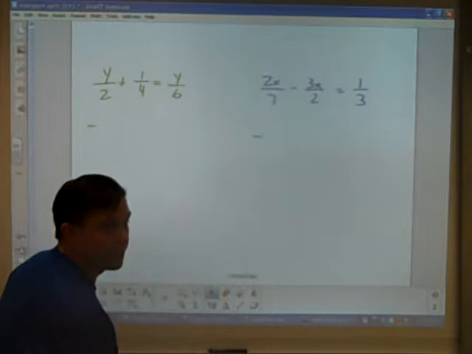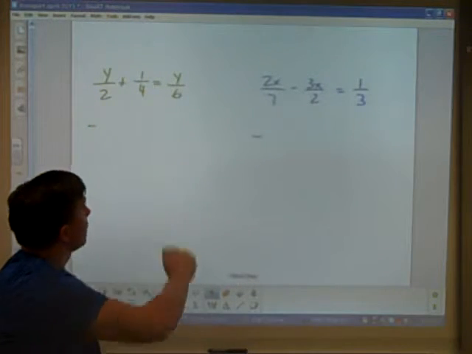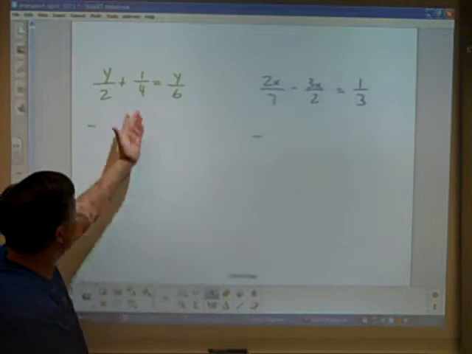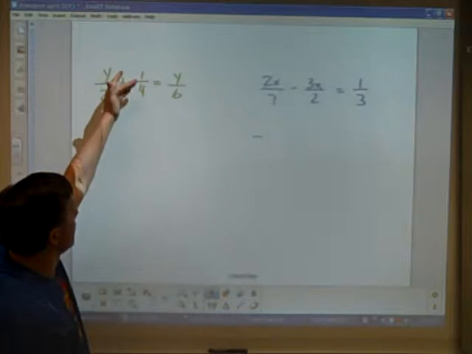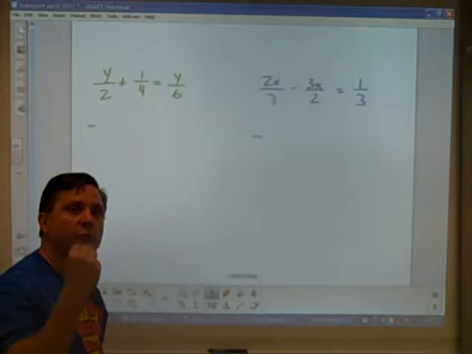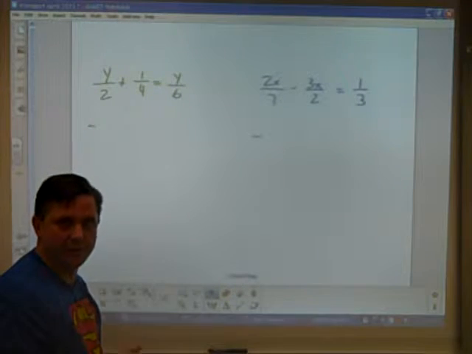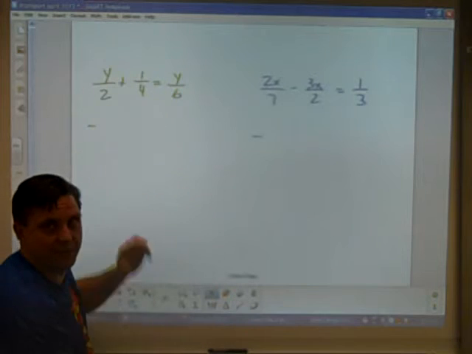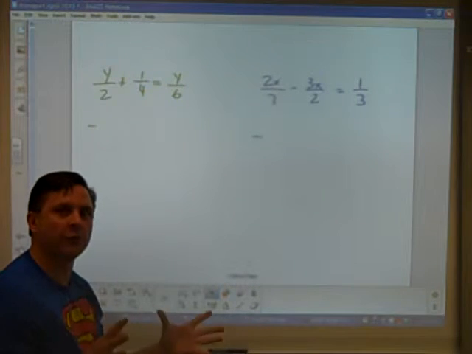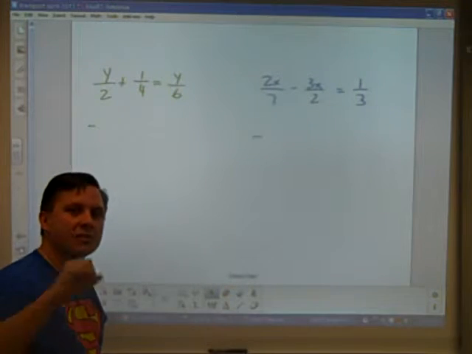All right, I got a green one on the left. I got a blue one on the right. We're going to start with the green one. And it's not too bad again. You see y over 2 plus 1/4 equals y over 6. Variable on both sides. We don't want to freak out, but at the same time, this would get a little more complicated if you left it as fractions. So our first step, let's pitch away the fractions.